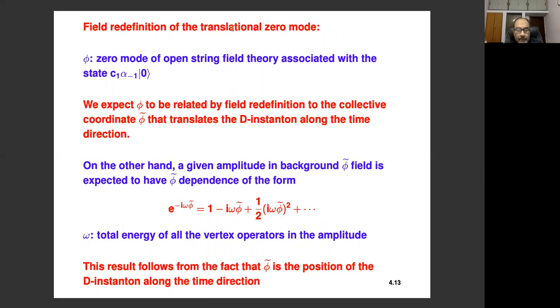Okay. So, field redefinition of the translational zero mode. Okay, so what exactly do we mean here? Let's denote by phi, or equivalently what we also called psi3 yesterday, the zero mode of the open string field theory that is associated with the state c1 alpha minus 1 0. Okay, so that means in the expansion of the string field, phi multiplies c1 alpha minus 1 on the vacuum. Now we expect that this mode should be related by some field redefinition to the collective coordinate phi tilde, which translates the D-instanton along the time direction.